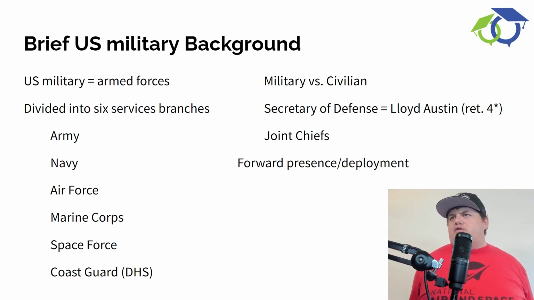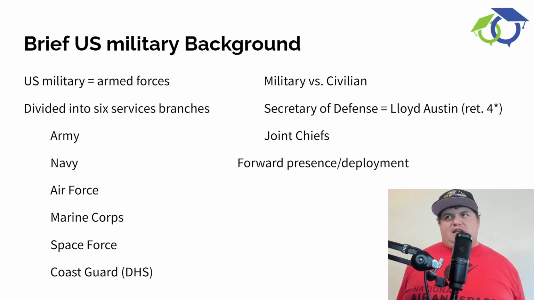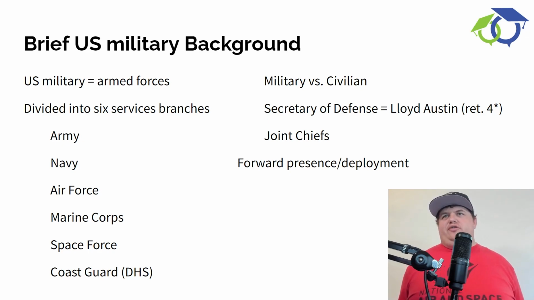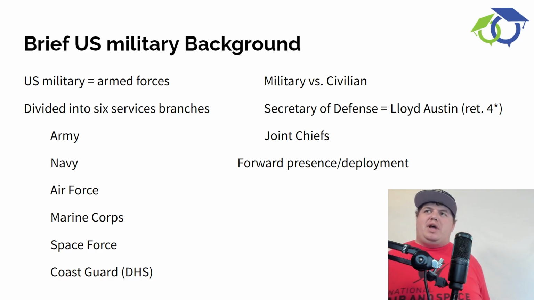The reason that the United States divides these into 6 different branches is that each of these branches is in charge of different domains. The Army is in charge of land, the Navy is in charge of the sea, the Air Force is in charge of the air, the Marines are very special in how they integrate between all 3 of these different atmospheres, the Space Force is in charge of space, and the Coast Guard protects domestic coasts.